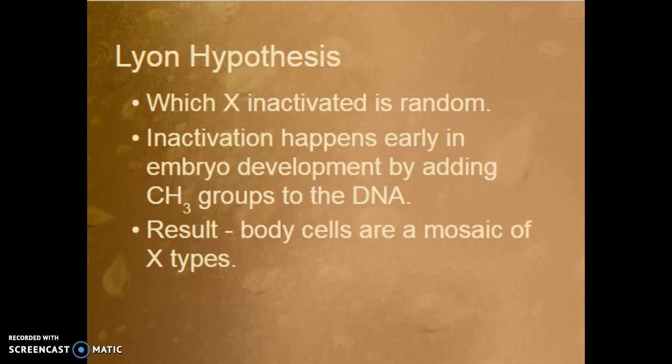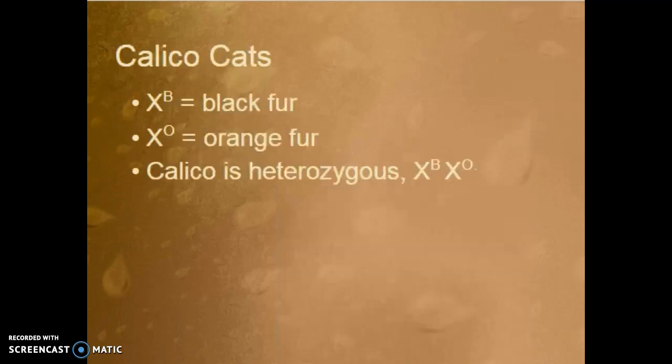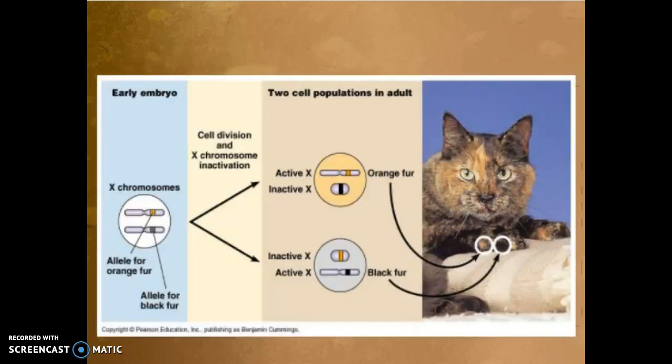So the result of this X inactivation is that body cells tend to be a mosaic of the X types. Calico cats are an example of this. We have some examples like sweat gland disorders where some work, some don't. In the case of calico, black fur is XB, XO is orange, and then calico is the heterozygous XB, XO. So I mentioned it's kind of like codominance, but rather than codominance, we're inactivating one or the other.